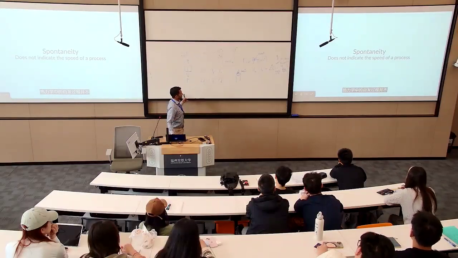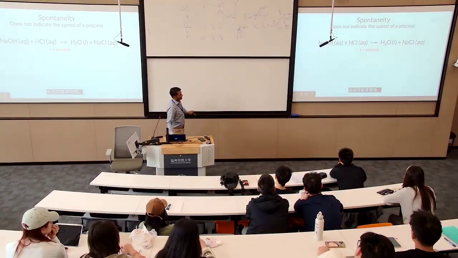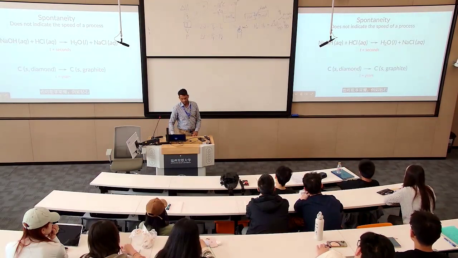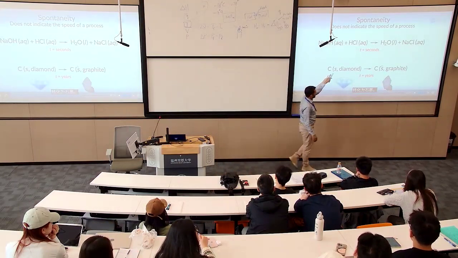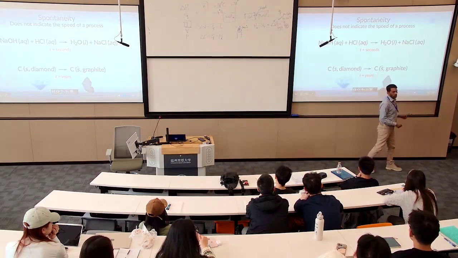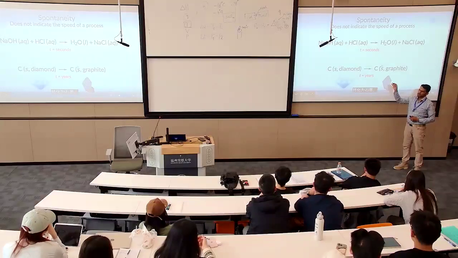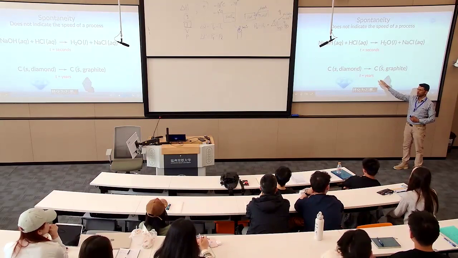Spontaneity in thermodynamics does not indicate the speed of a process. The reaction could be extremely fast, like an acid-base neutralization, or extremely slow, like the conversion of diamond to graphite, which takes millions of years. The diamond spontaneously converts into graphite. So thermodynamically, this reaction is feasible, but kinetically, the speed is very, very slow. It requires millions of years.